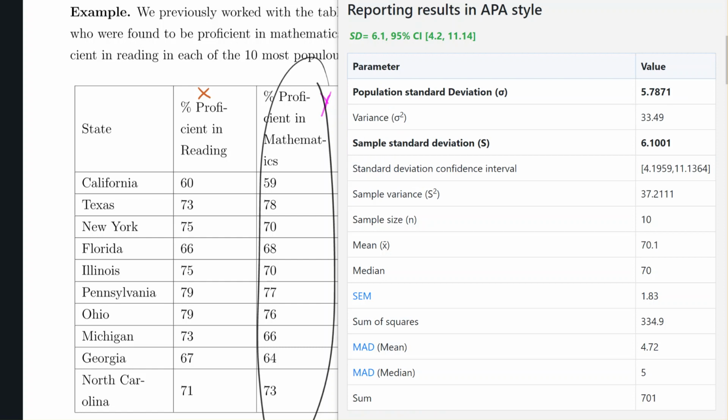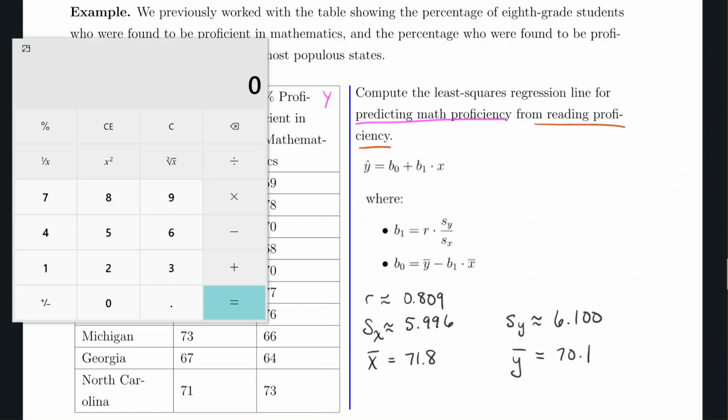Now, if you would, from this list, identify what is our s subscript y, what is our y bar. We know we choose the sample standard deviation, so rounded to 3 decimal places it is 6.100. And then our sample mean, keep in mind they're just calling it x. They don't know that this was actually our y value, but I do see it's the mean. This would be 70.1. We'll record both of those. And now we have everything we need to calculate b sub 1.